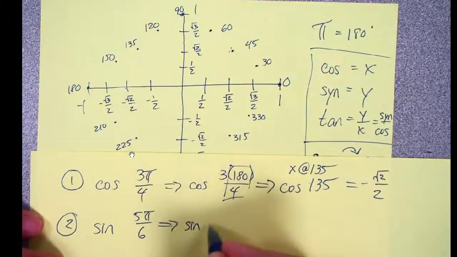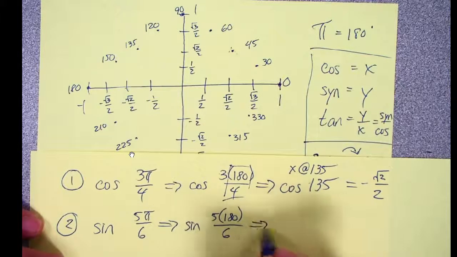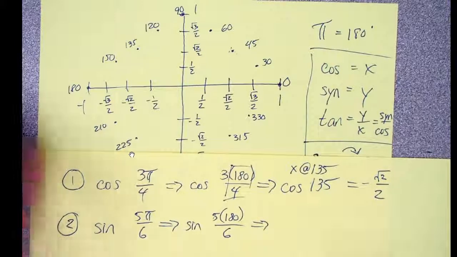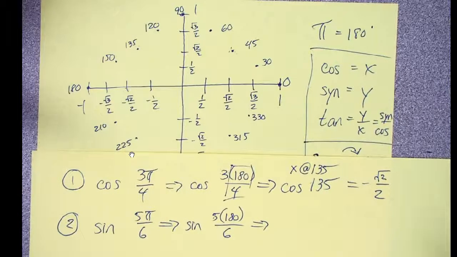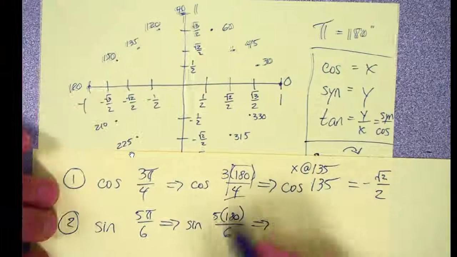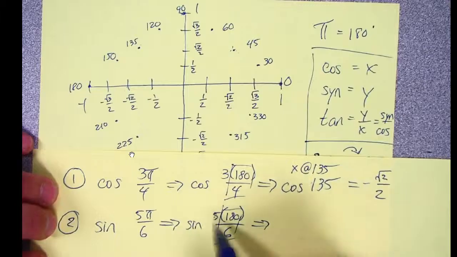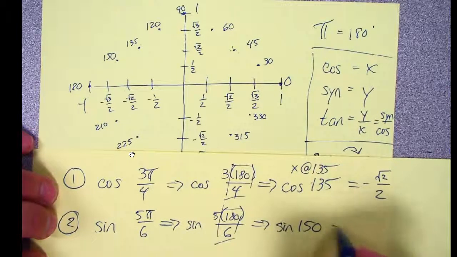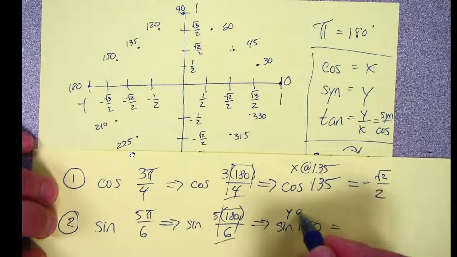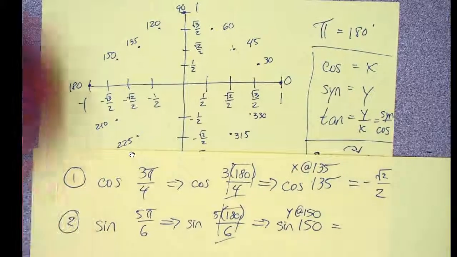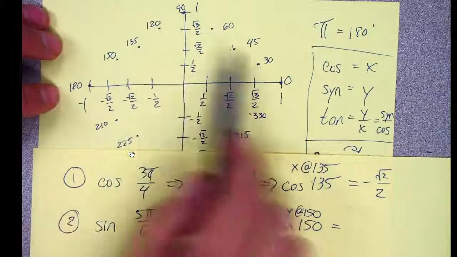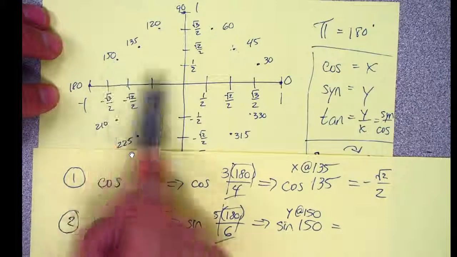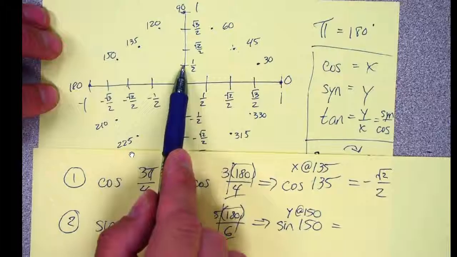So I'm going to think about that as sine of 5 times 180 over 6. And again, if I try to do 5 times 180, that's a big number. I don't really want to think about all that and then divide it by 6. It's much easier, for me at least, to do 180 divided by 6, which is 30, and then do 5 times 30. So that's sine of 150, which means we want the y value at 150 degrees. So I find 150 degrees on my grid, and I read over to the y value. So if I go straight across, the y value is 1/2.